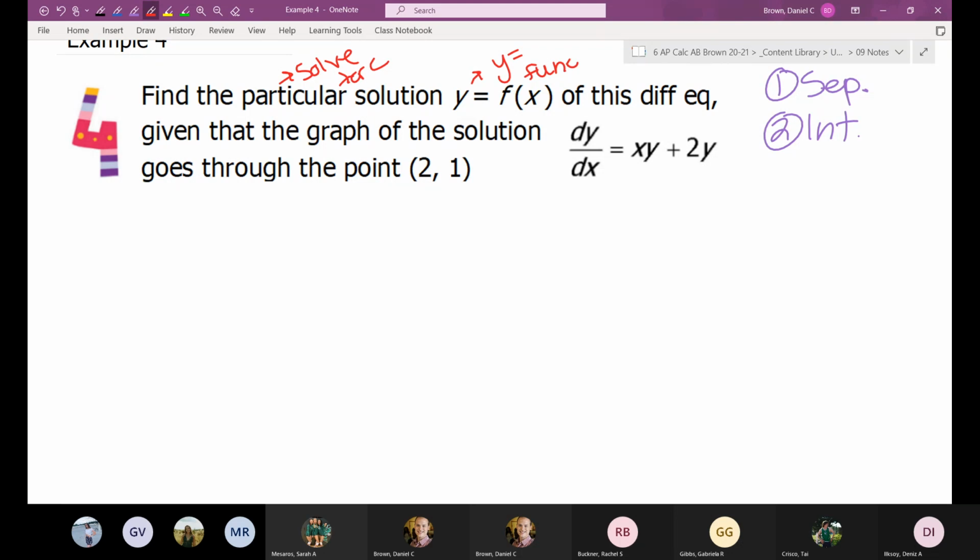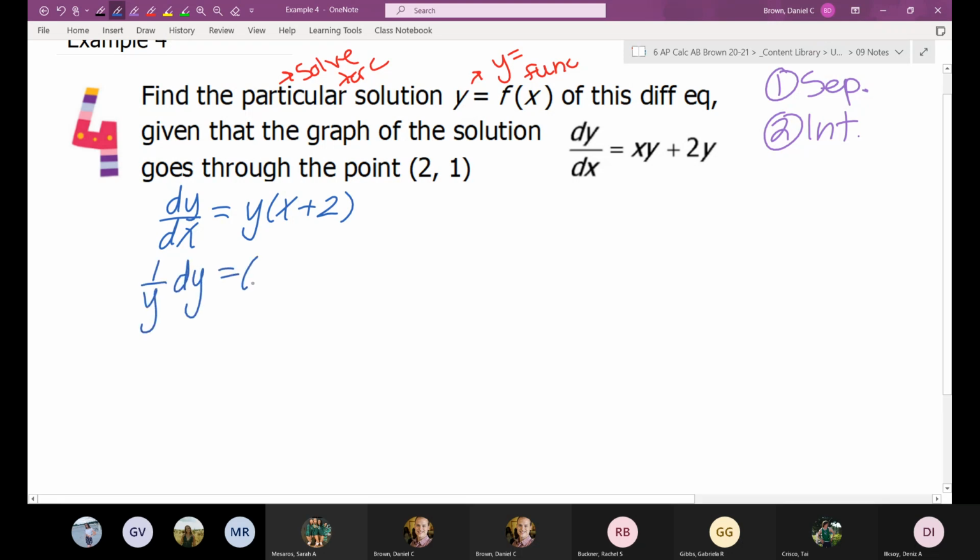So we have dy dx is equal to x times y plus 2y. If you're separating your variables, what might be the first thing you try to do algebraically? Factor out the y. If you're separating them, you probably want to get that y by itself. So we have dy dx is equal to y times x plus 2, just factoring out that y. And then now you can separate. I'm going to divide by y and then multiply by dx. So you're going to end up with 1 over y dy is equal to x plus 2 dx.